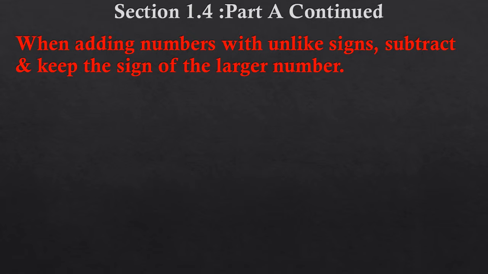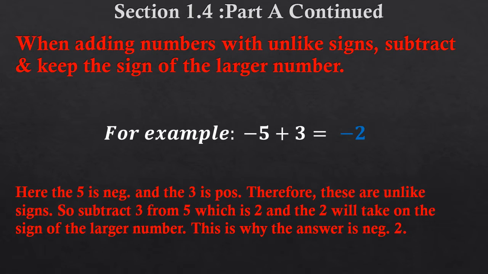When adding numbers with unlike signs, subtract and keep the sign of the larger number. For example, here I have a negative 5 being combined with a positive 3. Those are unlike signs. So therefore, I'm going to get a result of negative 2. Why? Once again, the 5 is negative, the 3 is positive, making them unlike signs. Therefore, we subtract 3 from 5, which is 2. The 2 will take on the sign of the larger number. In this case, the larger number is negative 5. Therefore, this is why 2 is negative.